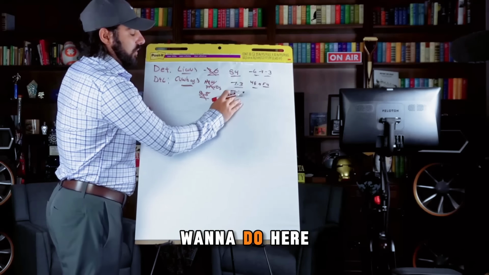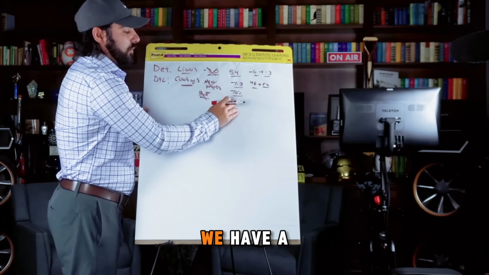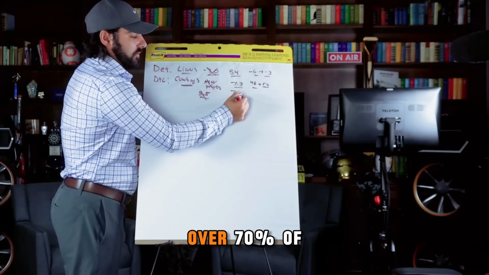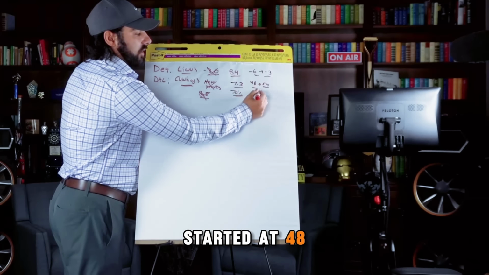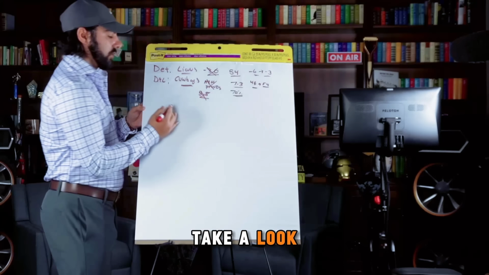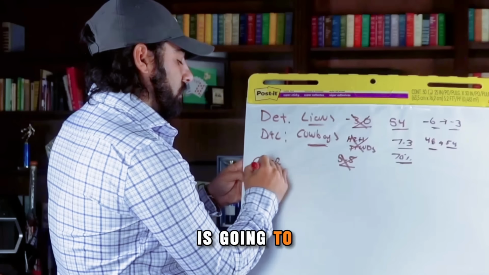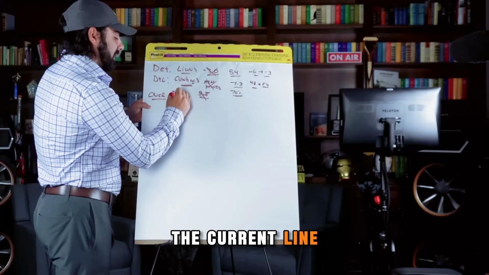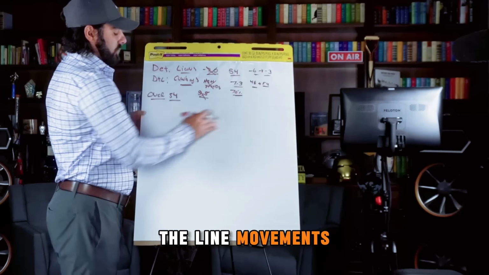So what we want to do here is look at the total in more detail, because we have a head-to-head trend favoring the over 70% of the time, and we have line movement that started at 48 and went up to 54. So we want to take a look at the over here. That's the first thing we're going to look at, the over, and right now the current line is 54.